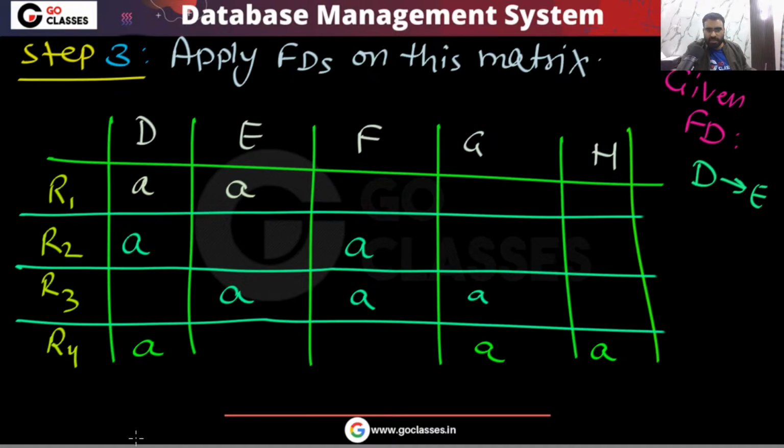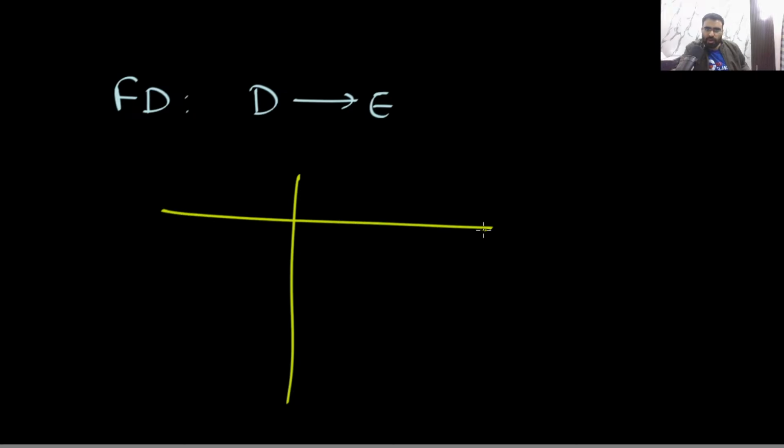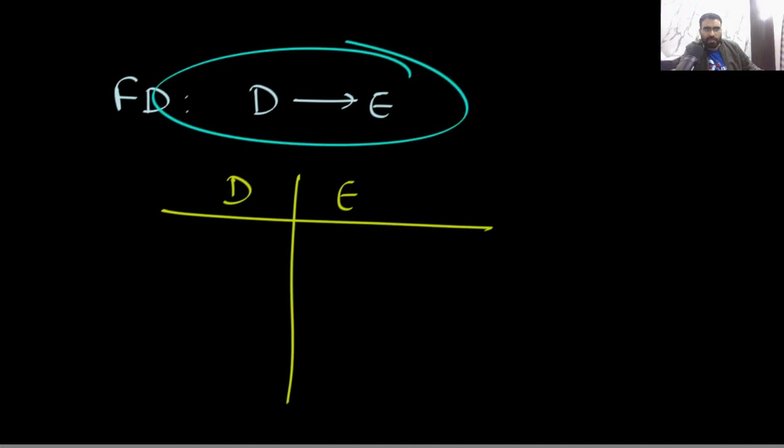First of all, you tell me what this FD actually means. When a functional dependency D determines E is given to you, what does it actually mean? It simply means that whenever two tuples have the same D value, then they must have the same E value. Yes or no? This is the definition of functional dependency.